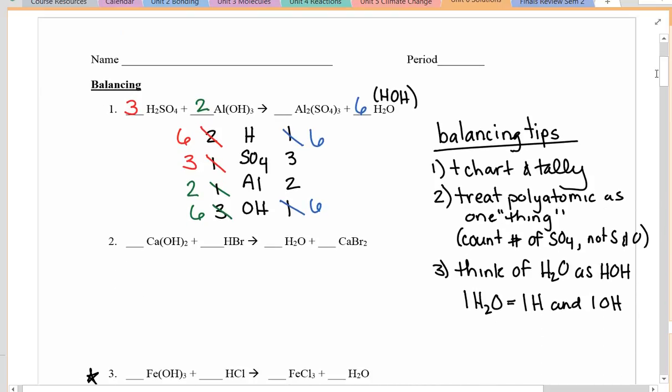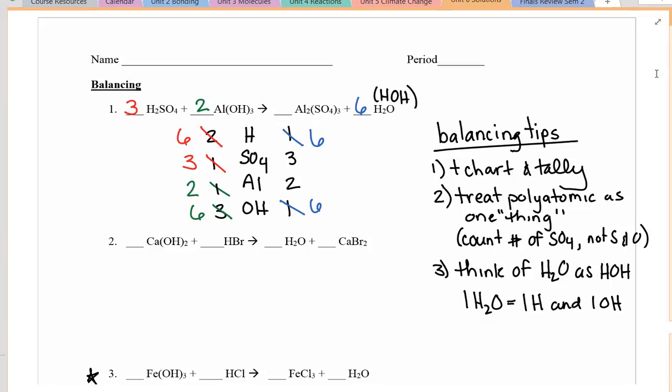So first topic here is balancing equations. These are all neutralization reactions, but really there's nothing new here. This is balancing, which we did back in Unit 4, if you want to go back and review those. Some tips that can be helpful for balancing this type of reaction.